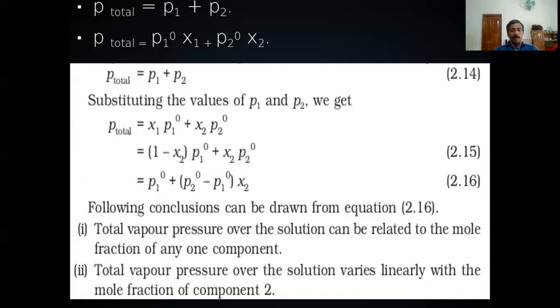And the second point, total vapor pressure over the solution varies linearly with the mole fraction of component 2. That is the equation given here. P total is equal to P1^0 plus (P2^0 minus P1^0) into x2, where x2 is the mole fraction of component 2. So what we can say, total vapor pressure over the solution varies linearly with the mole fraction of component 2.